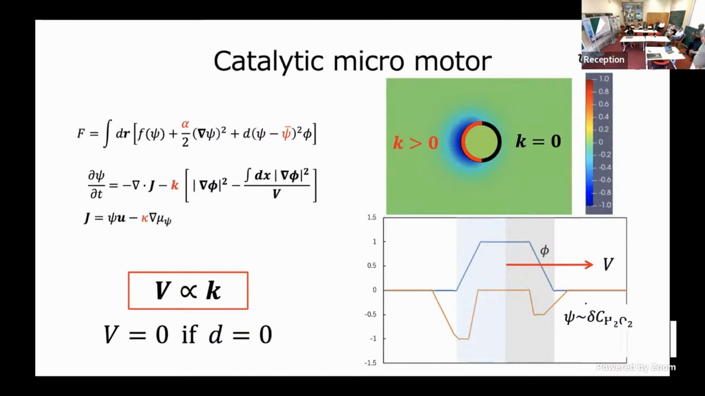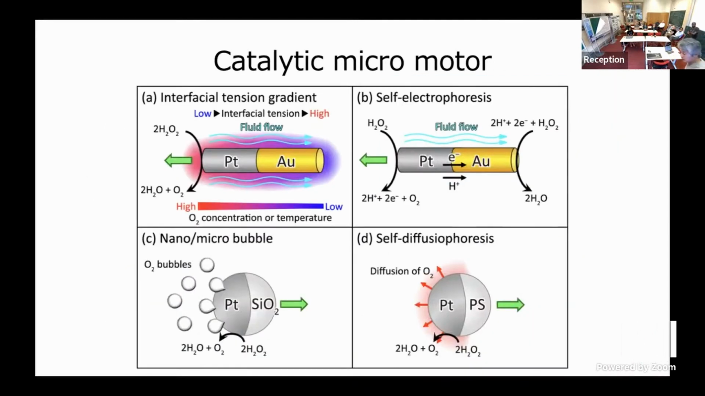Just before closing my talk, I want to show one movie, which was obtained very recently. This is the application of the method to catalytic microswimmer simulation. Janus particle: one side is catalytically, chemically active, and the other side is chemically inactive. Then some chemical reaction takes place on one hemisphere, which can drive the particle.